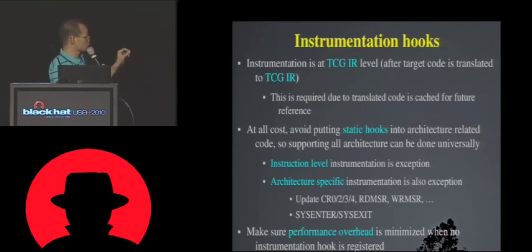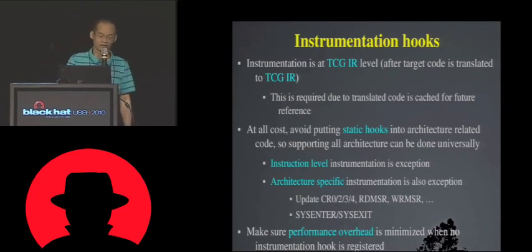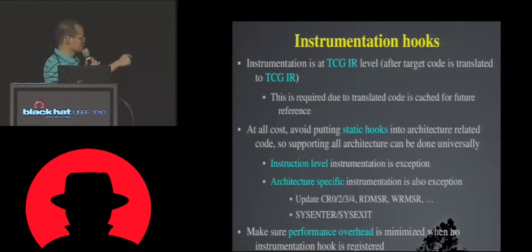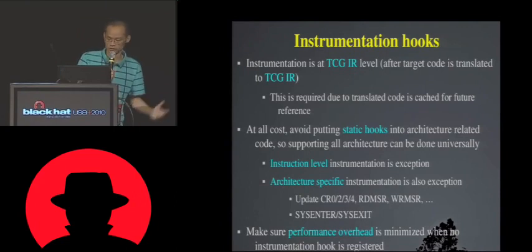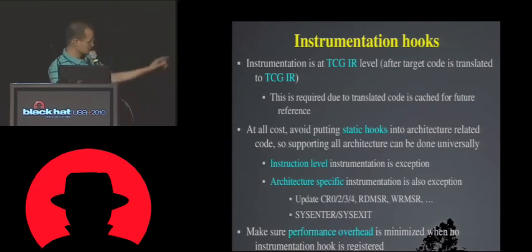For example, if you want to instrument at the instruction level, you need to mess with the architecture code. Or if you want to instrument at some architecture-specific places, like when the control registers are updated, or when an instruction that reads or writes a model-specific register is executed, you need to mess with the architecture code. And sysenter is one such case.